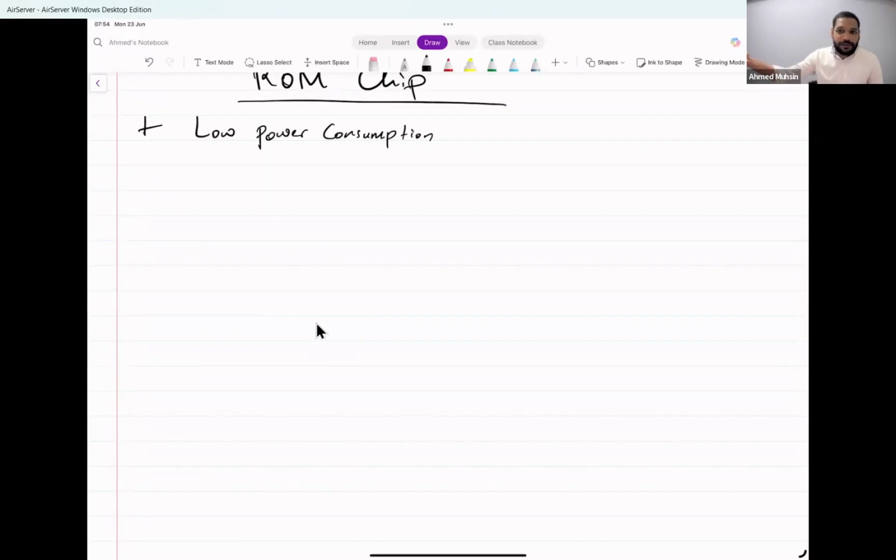Very nice, less battery life, isn't it? The amount of electricity consumed by it is very low. Everybody okay with it? It's energy efficient. Benefit number 2.